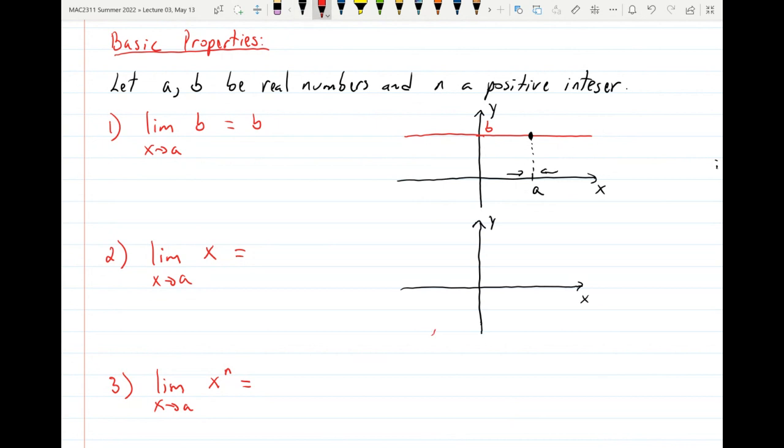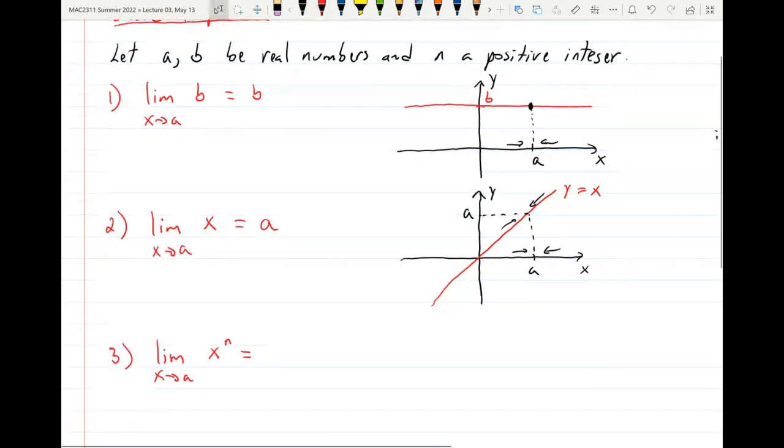So y equals x, this is a line passing through the origin, right? With the slope equal to 1. So that's y equals x. And then let's say that we have a over here. And then the point corresponding to a is also a, right? Because y is equal to x. And therefore, when we get close to a from either side, as you can see, the values of the function get close to a as well. In other words, the limit as x approaches a of x is just a. And hopefully this makes sense to you.